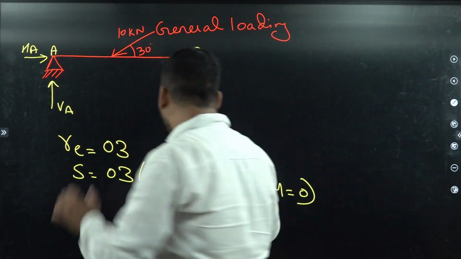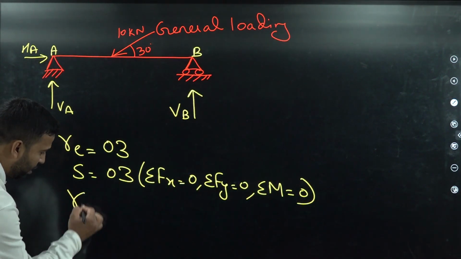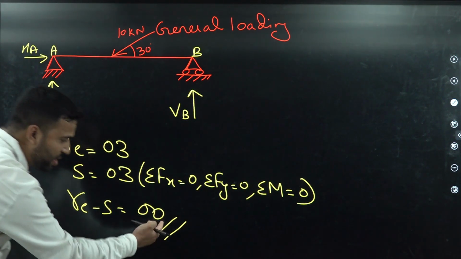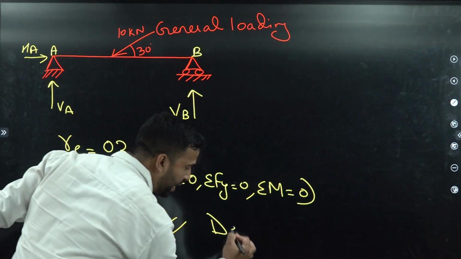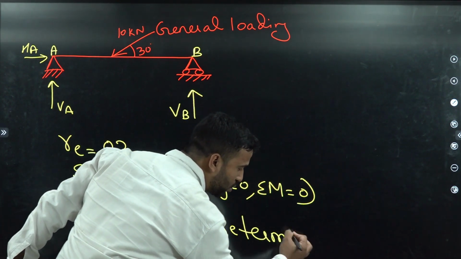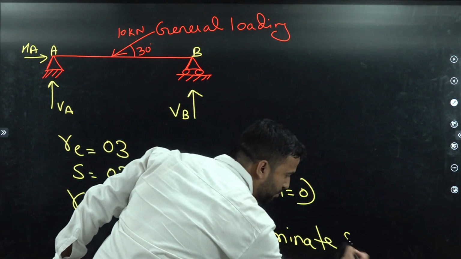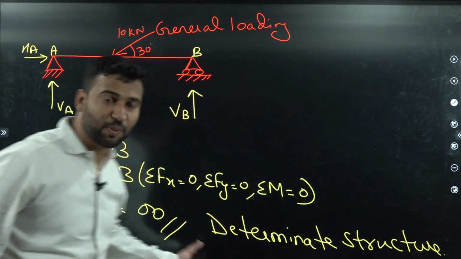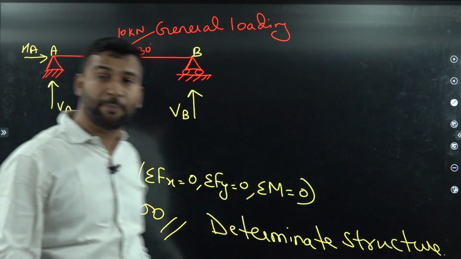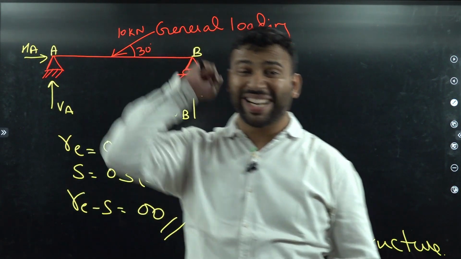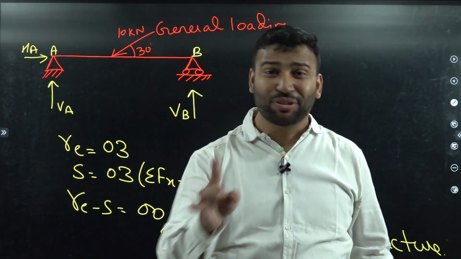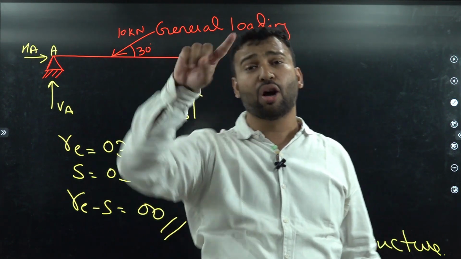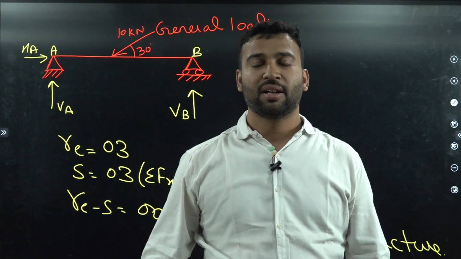Clear? So how will we find this here? Let us suppose we subtract both these values and this comes out as 0. It means that it's a case of a determinate structure. That's why this beam is known as a simply supported beam, and it is a determinate beam. That's why we solved these types of questions in strength of materials or solid mechanics. Done, students?